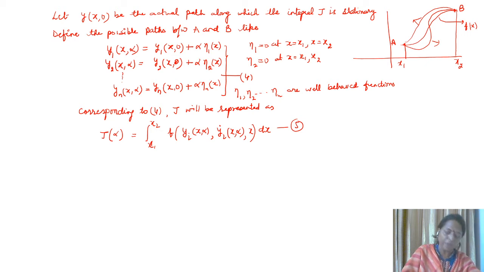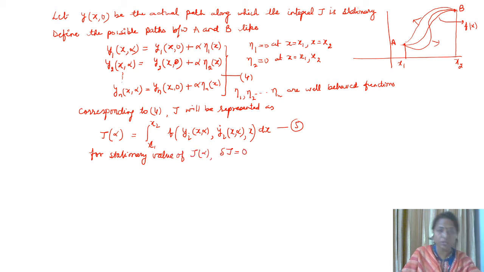As J is a function of alpha, so for the stationary value of J(alpha), I'll put delta J to be 0. It is the virtual variation in J. Now what is this delta J? This will be delta J by delta alpha, because now J is a function of alpha. So I'll calculate this delta J by delta alpha.